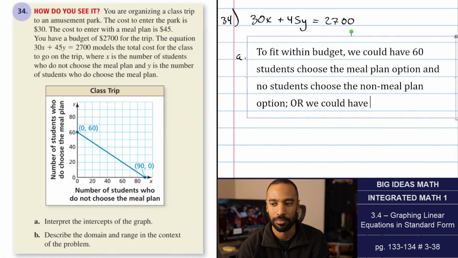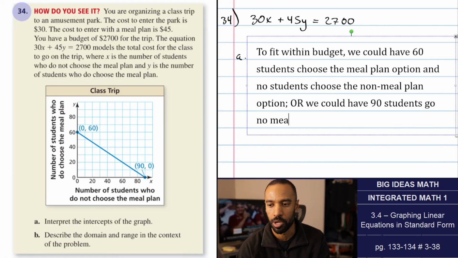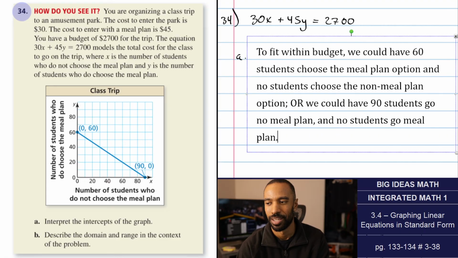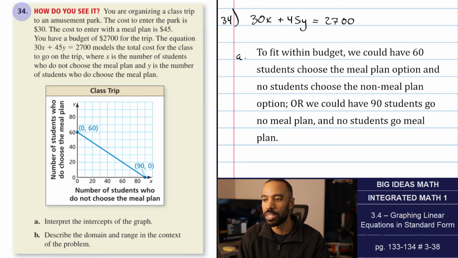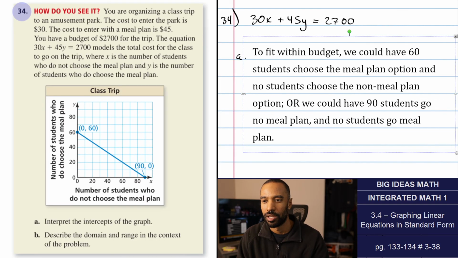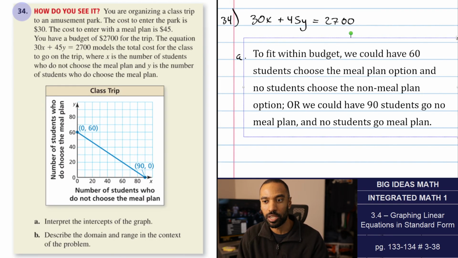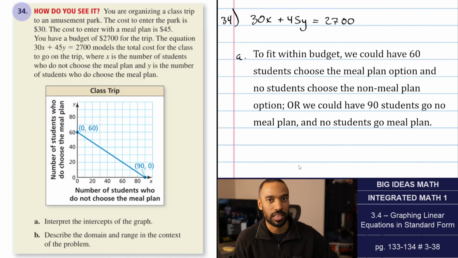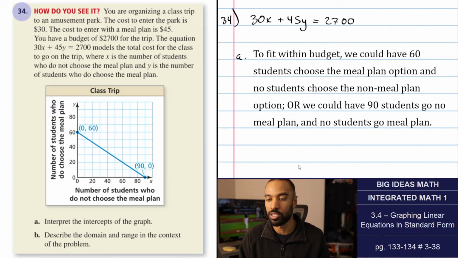Or we could have 90 students go no meal plan and no students go meal plan. Kind of sounds weird that way. Now, the interesting part about that, right? It says you're organizing a class trip to an amusement park. If you want more students to go, I mean, it's either making them starve or pay for themselves or whatever it is you're going to do. If you want more students to go, you're going to have less go to the meal plan.